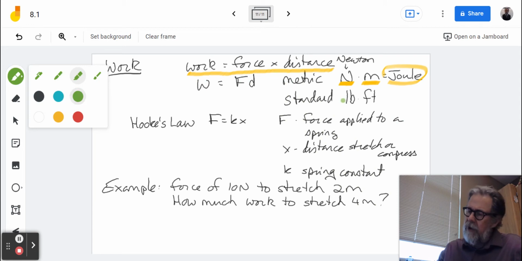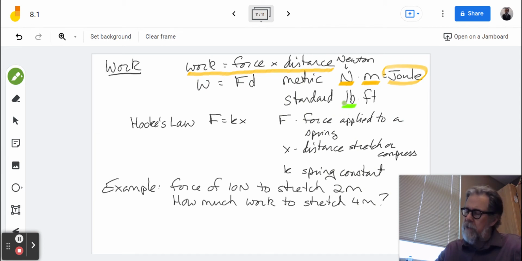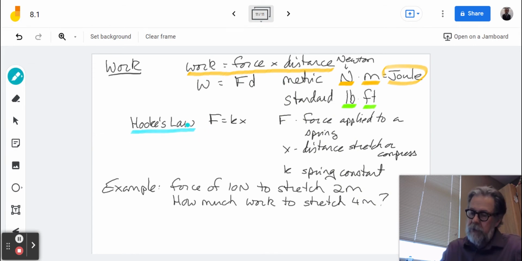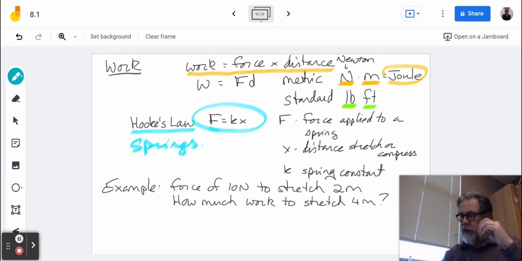And in standard units, force is measured in pounds, distance in feet, and we get pound feet as an amount of work. We also have another equation called Hooke's law, and Hooke's law deals specifically with springs. Hooke's law says that the force applied to a spring to move it a distance x from its resting position, either stretch it or compress it, is equal to a spring constant times the distance that it is stretched.